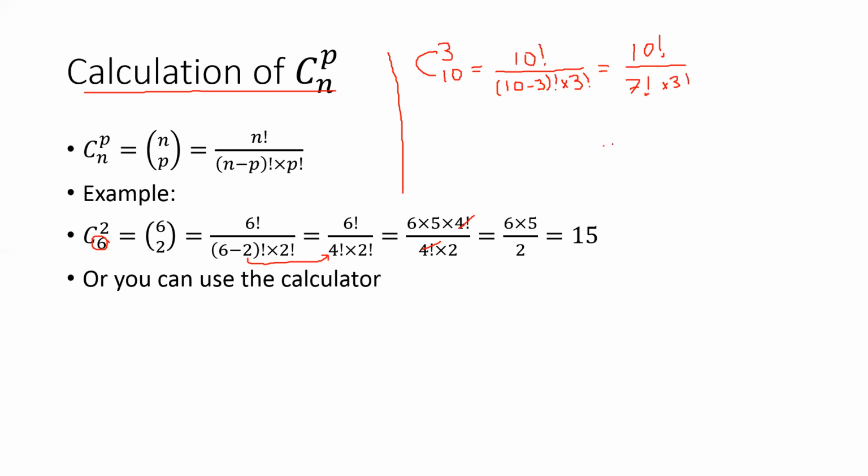Now we can write 10 times 9 times 8 times 7 factorial over 7 factorial times 3 factorial. 3 factorial is 3 times 2 times 1, which is 6. The 7 factorials cancel. We get 120.